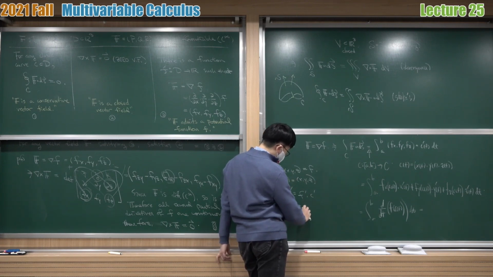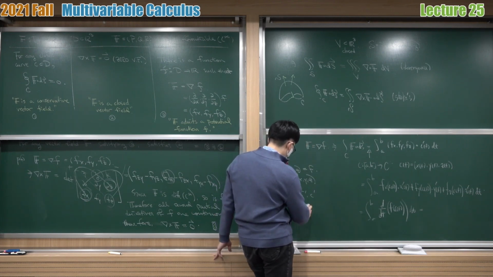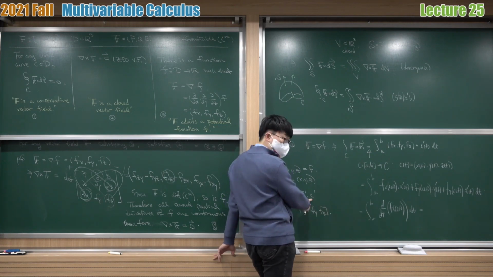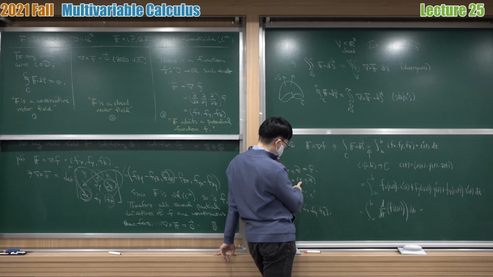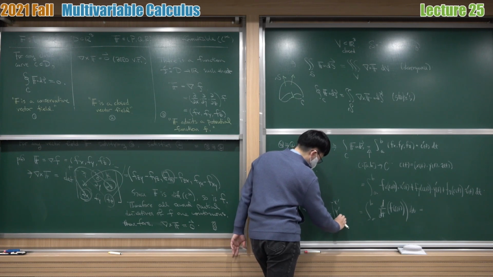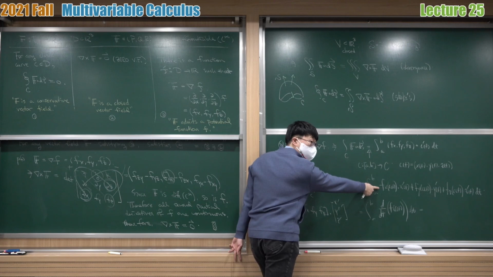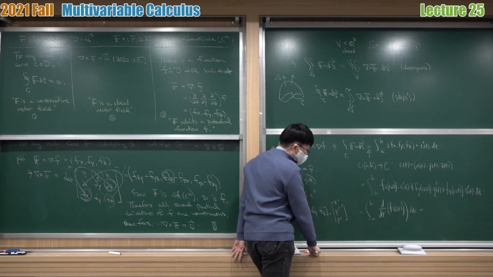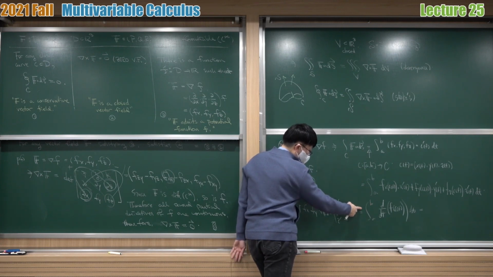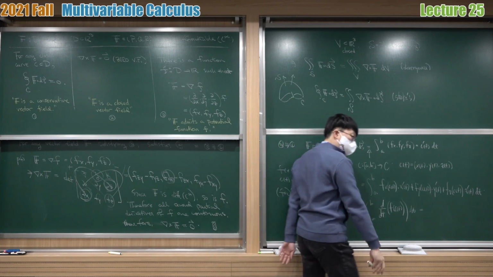So f prime is fx, fy, fz, and what's c prime? It's a 3 by 1 matrix. You take the x, y, z derivative by t. So this is x prime, y prime, and z prime. So you multiply these two matrices, you get this integrand, right? So we are talking about integrating the derivative of a composite function, a single variable function.